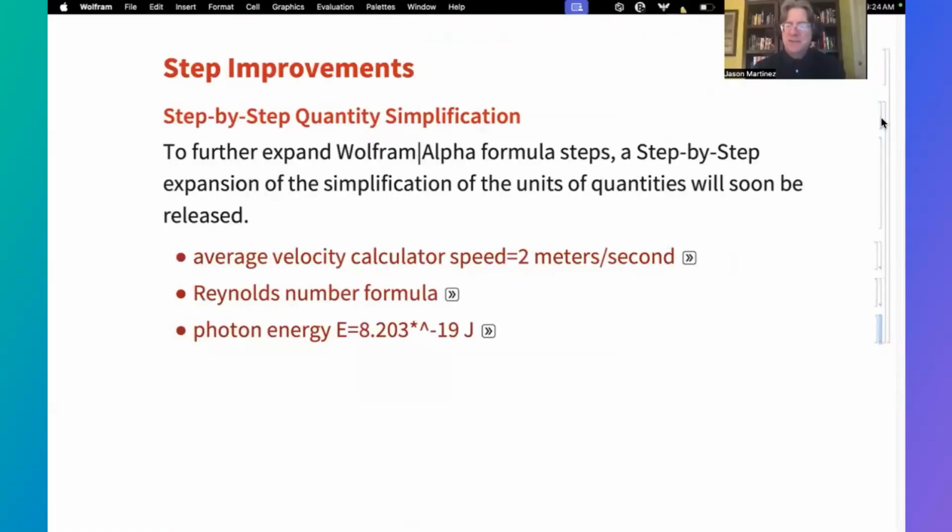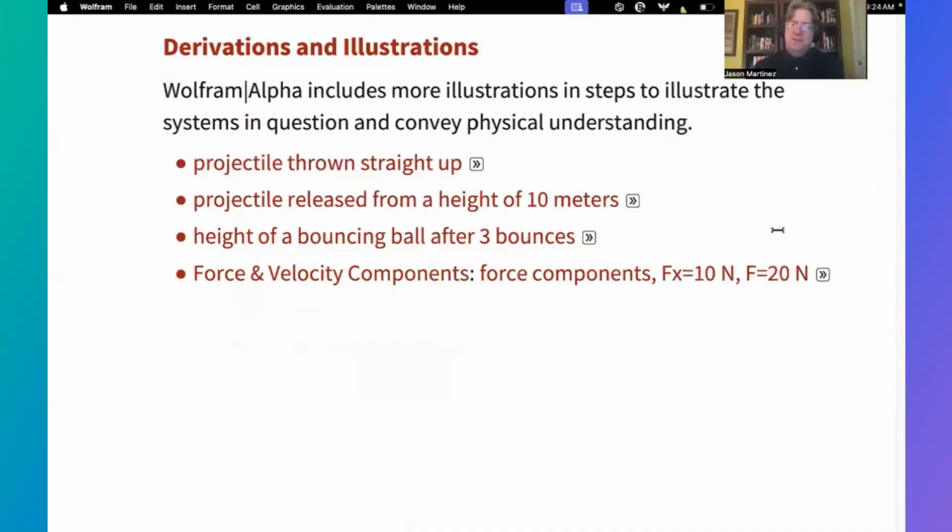And we're hoping to expand this so we can do more complicated cases where we're adding multiple quantities of different units, and then multiplying and dividing and so forth. The other area that we're working to expand our step-by-step functionality is just adding more physics, more explanation of how you get from the basic principles to the equation itself.